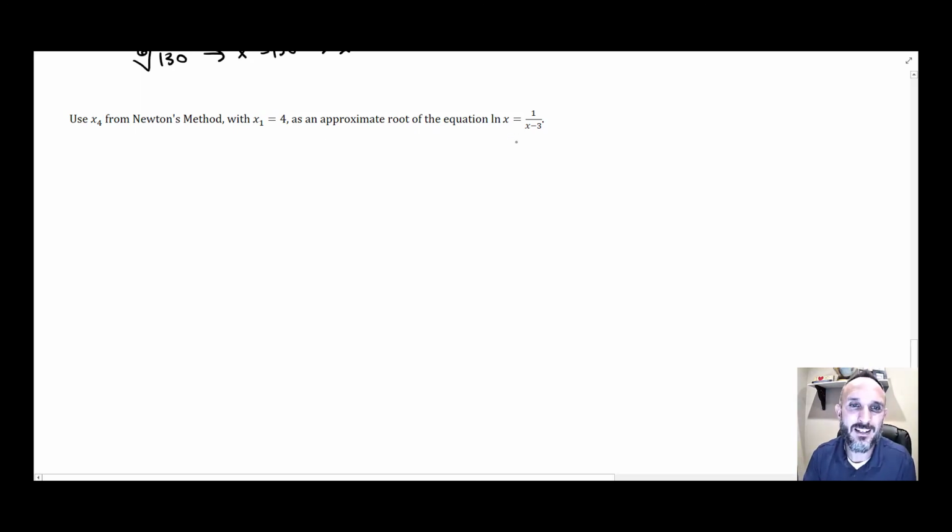Same idea. Get 0 on one side. So this equation is equivalent to, well, if I subtract the fraction 1 over x minus 3, then I have the natural log of x minus 1 over x minus 3 equals 0. And the key is getting 0 on one side because that's going to identify that what you have then is this function, the natural log of x minus 1 over x minus 3.